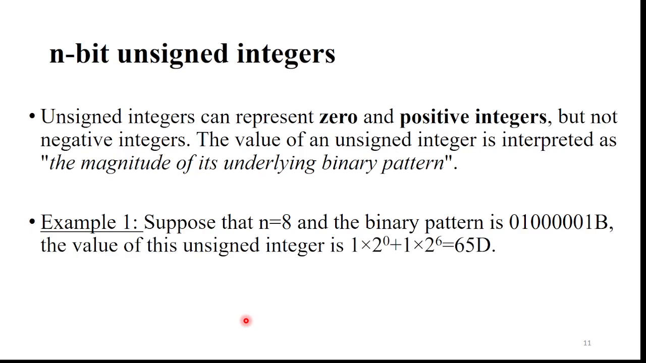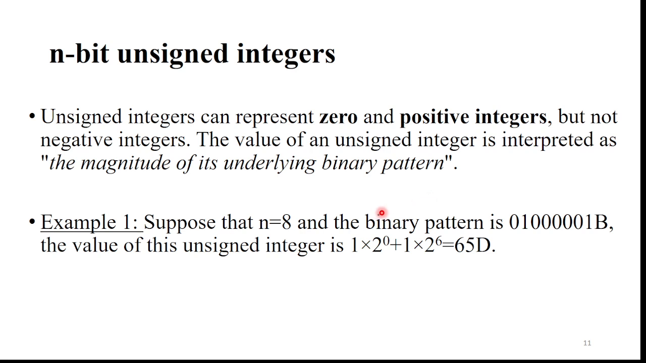So what is an unsigned integer? Again, it can represent 0 and positive integers, but not negative integers. So no negative numbers. When we talk about unsigned integers here, we deal only with 0 and positive integers, no negative numbers. And the value of an unsigned integer is determined by the magnitude of its binary pattern.